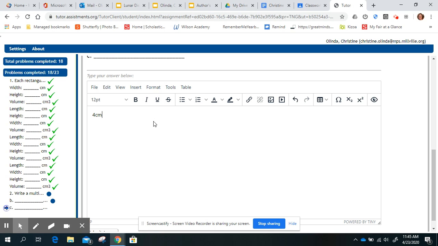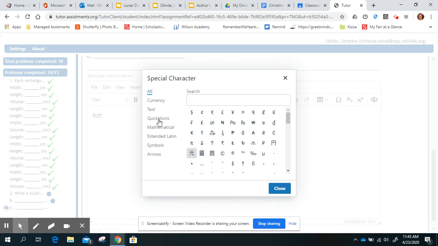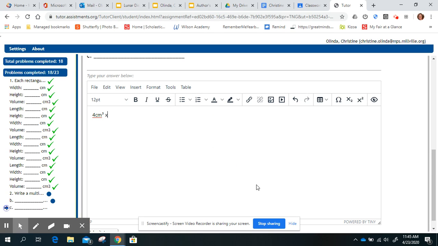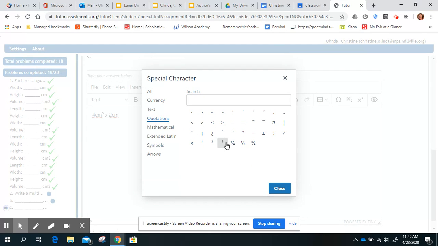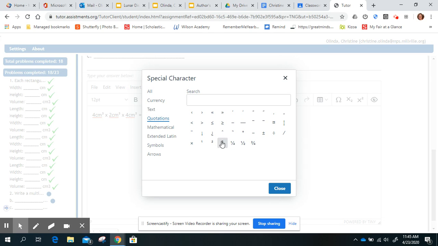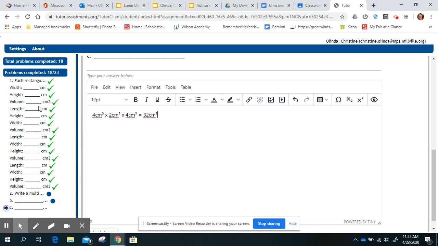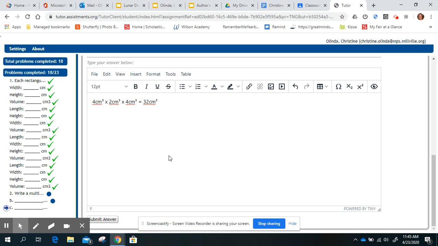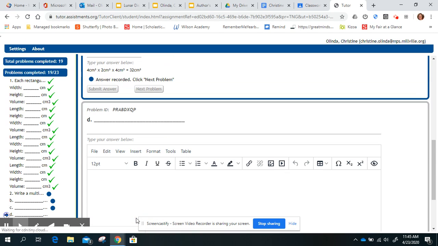Type it in here, 4 centimeters cubed times 2 centimeters cubed times 4 centimeters cubed, and that equals 32 centimeters cubed. Now remember, you guys already did all the work for this, so all the answers are already here. You just answered them. So I wrote it down while I did it. That might be helpful for you too. I hit submit, it records my answer, and I go to the next problem.